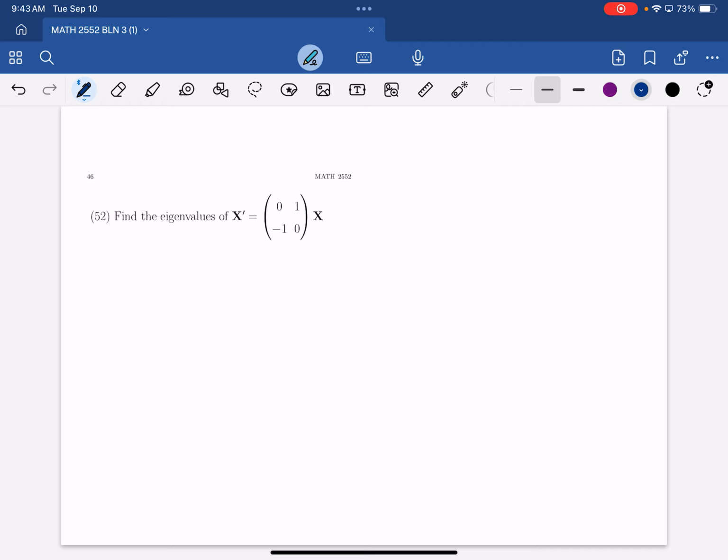Okay, so this one is pretty straightforward. What do I mean? Step 0: here my matrix A is 0 1, negative 1 0, and the determinant of A is 1. So A is non-singular.